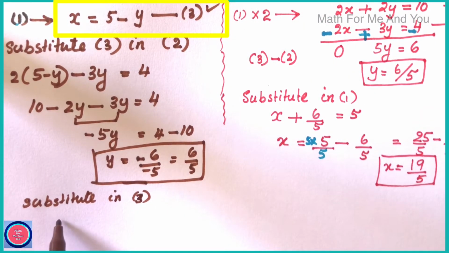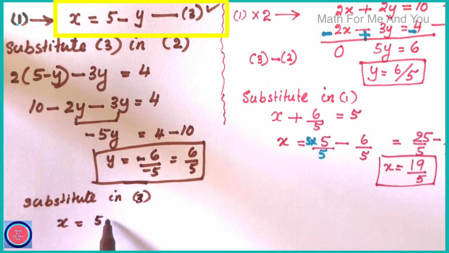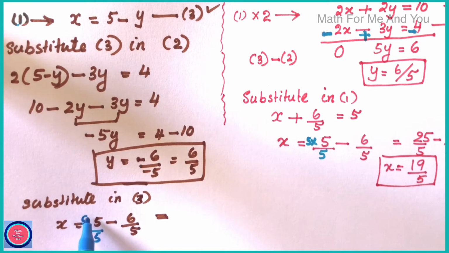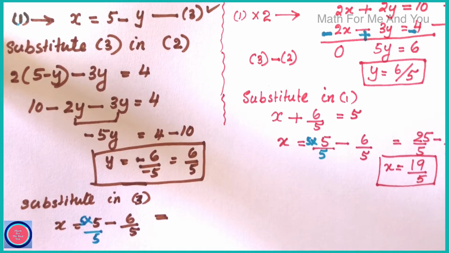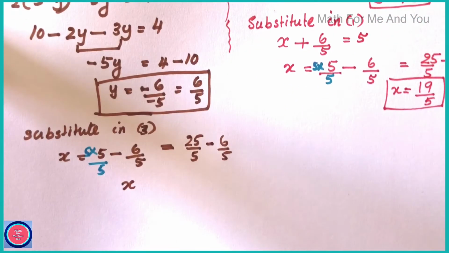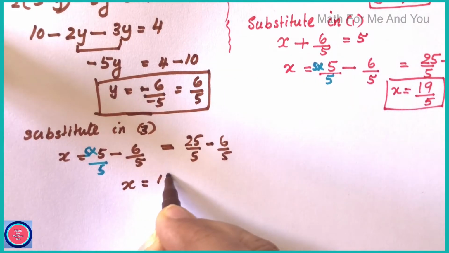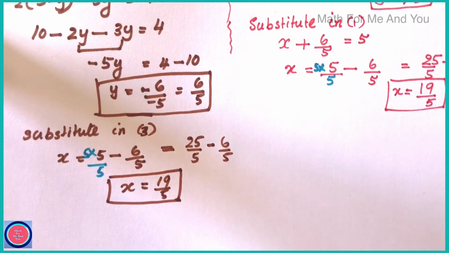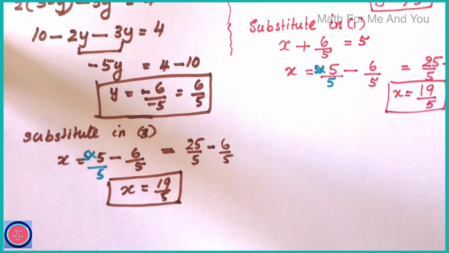So what is x? X is equal to 5 minus y. Give the value of y there. 5 minus 6 over 5. 5 is a number we could change as a fraction by multiplying and dividing with the number 5, or taking the same denominator as 5. So we get 25 over 5 minus 6 over 5. 25 minus 6 is 19. X equals 19 over 5. We get the value of x and y using two methods, substitution method and elimination method.